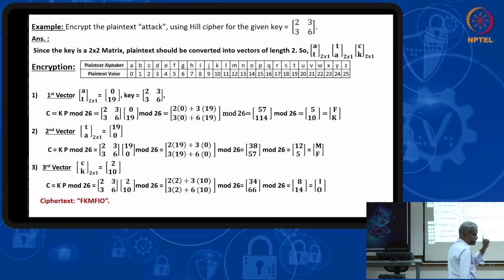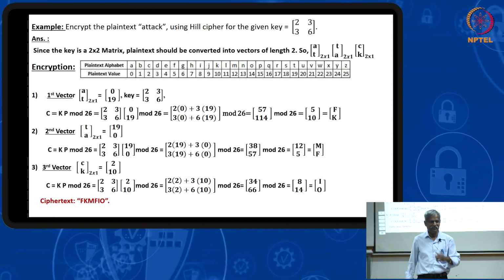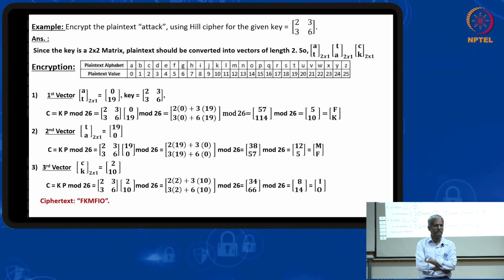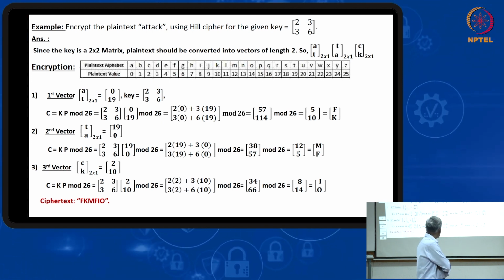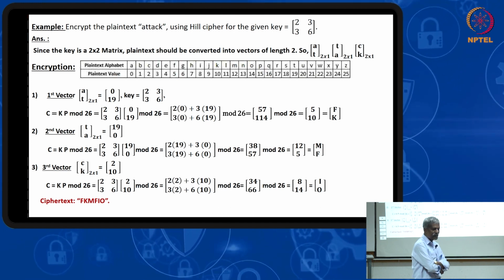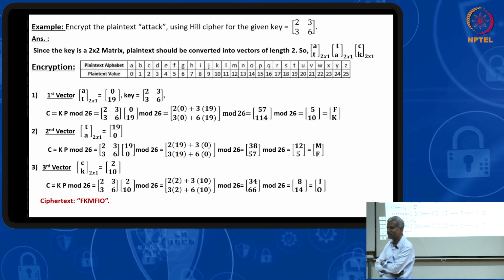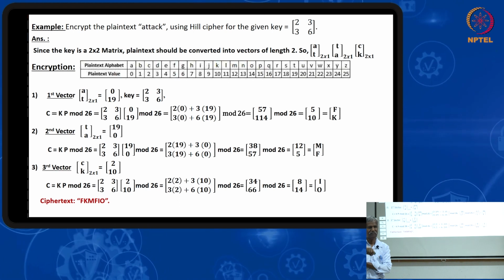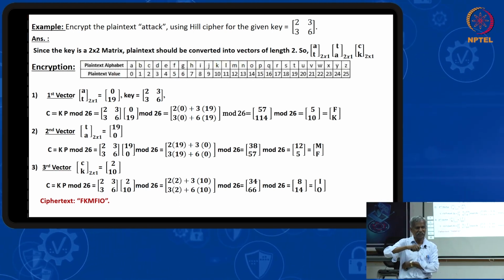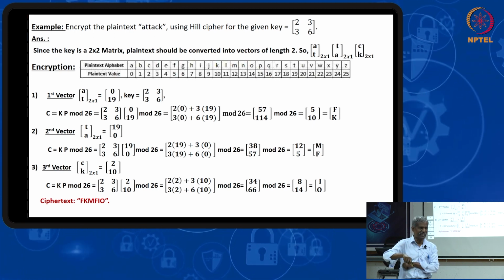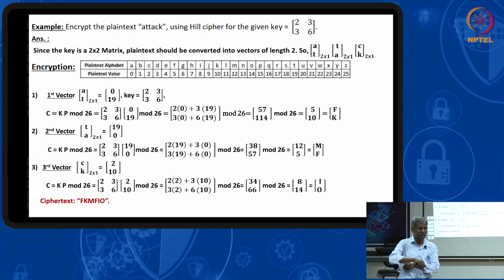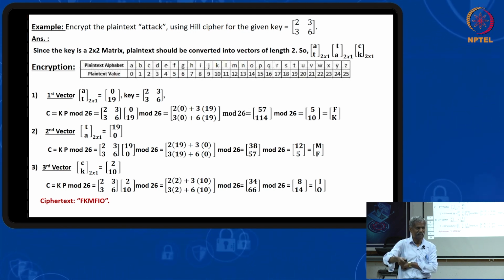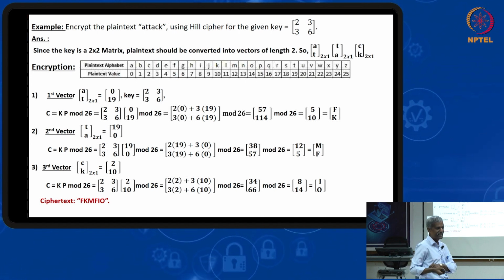Here, mod 26 is very important. For example, W is coming. W equal to 22. When W equal to 22, suppose we are adding 3, it's not a problem. Let me take Z, which is 25. If you add 3, what will happen? 28. But 28 alphabets are not there, so you have to use mod 26. 28 mod 26 is how much? 2. So it will come to 2, and 2 means it will be C.